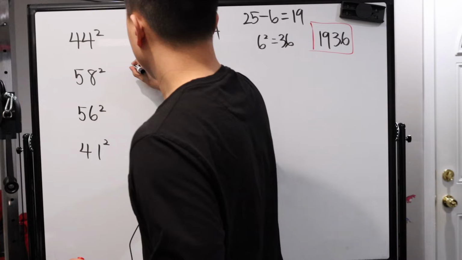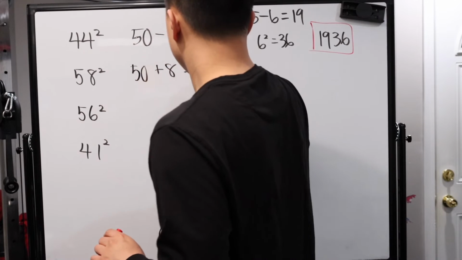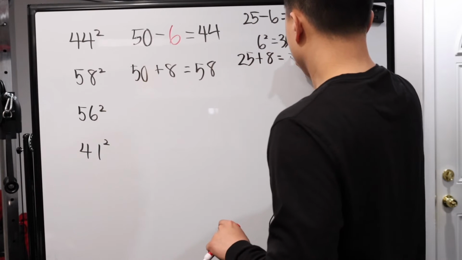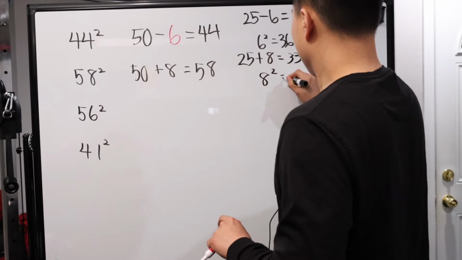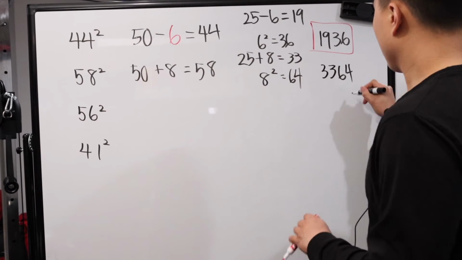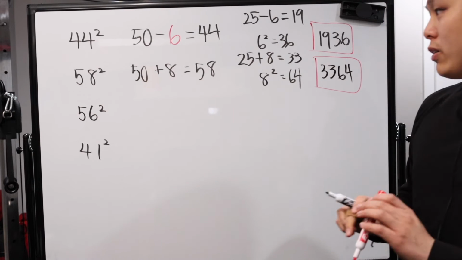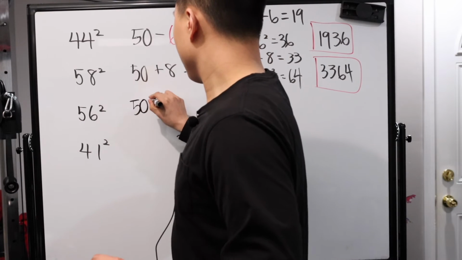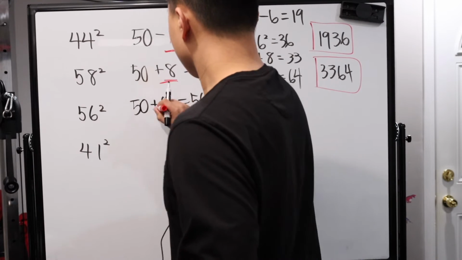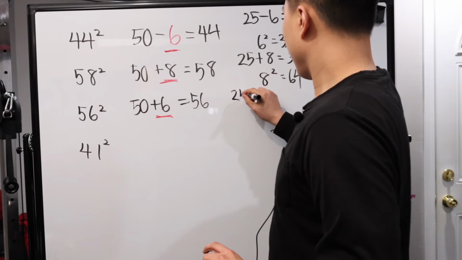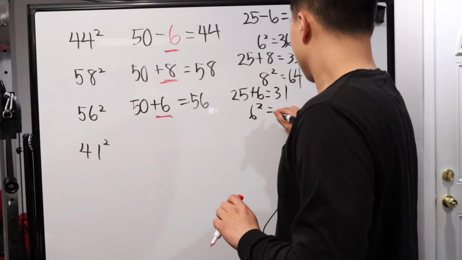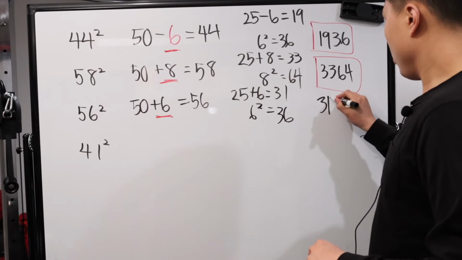All right, this one is 50 plus 8, which is 58. That's what we want. 25 plus 8 is 33, and 8 squared is 64, so our final answer is 3364. Next one, fairly simple. 50 plus 6 equals 56. Once again, these are our something values right here, so make sure we don't forget them. 25 plus 6 is 31, and 6 squared is 36, so our final answer is 3136.